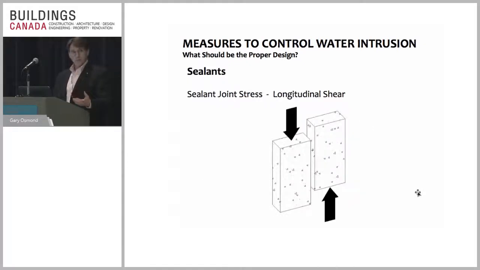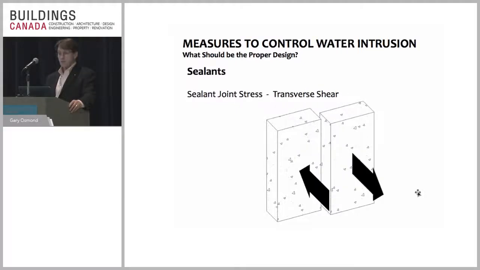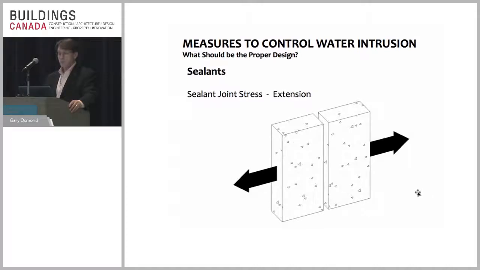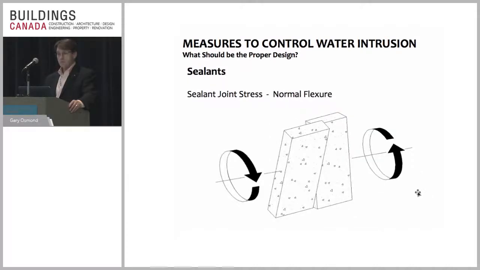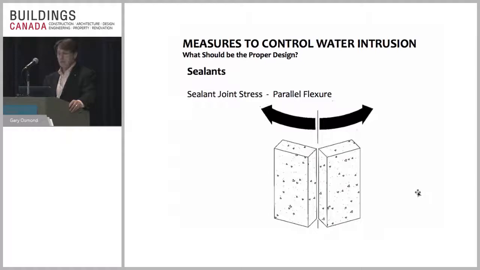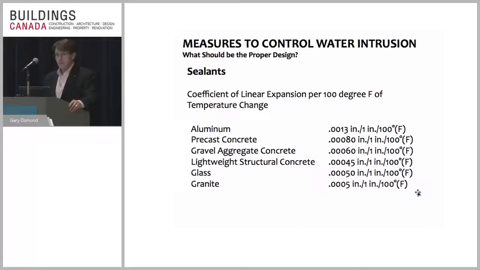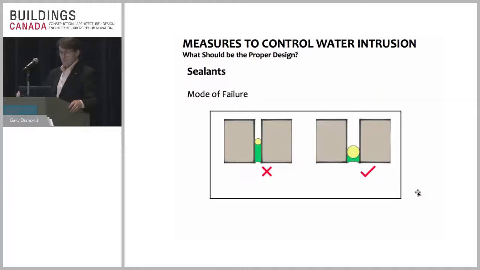Buildings move. Sealants go under a lot of stress. Consider a building a plate of armor with segments to it, and the sealants are the materials that are going to hold and keep those segments watertight. So sealants are subject to longitudinal shear, transverse shear, compression, extension, normal flexure, parallel flexure. Things move. Sealants are there to pick up that movement. Have you picked the right one? Does it have the life expectancy that you're going to be looking for?